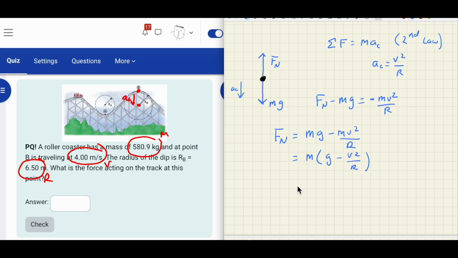And now it's simply a matter of putting in your values to find the force on the track. So the normal force equals m times g minus v squared over r. I know g, I know v, I know r, I know m. Make a note that on the website, the problems typically use 9.81 meters per second squared for gravity. And my velocity is already in meters per second, and my mass is already in kilograms, so you're good to go.